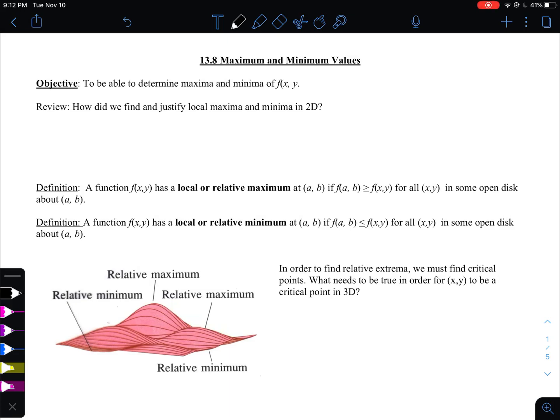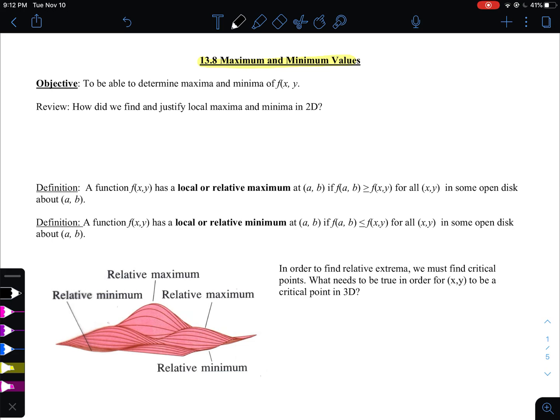In the last section of chapter 13 that we will get to this year, we are finally going to apply all of our derivatives to those things we applied our derivatives to in BC calculus, and that is finding maximum and minimum values, or at least justifying maximum and mins. So, review, when we were doing this in BC calculus, how did we find and justify local maxes and mins?